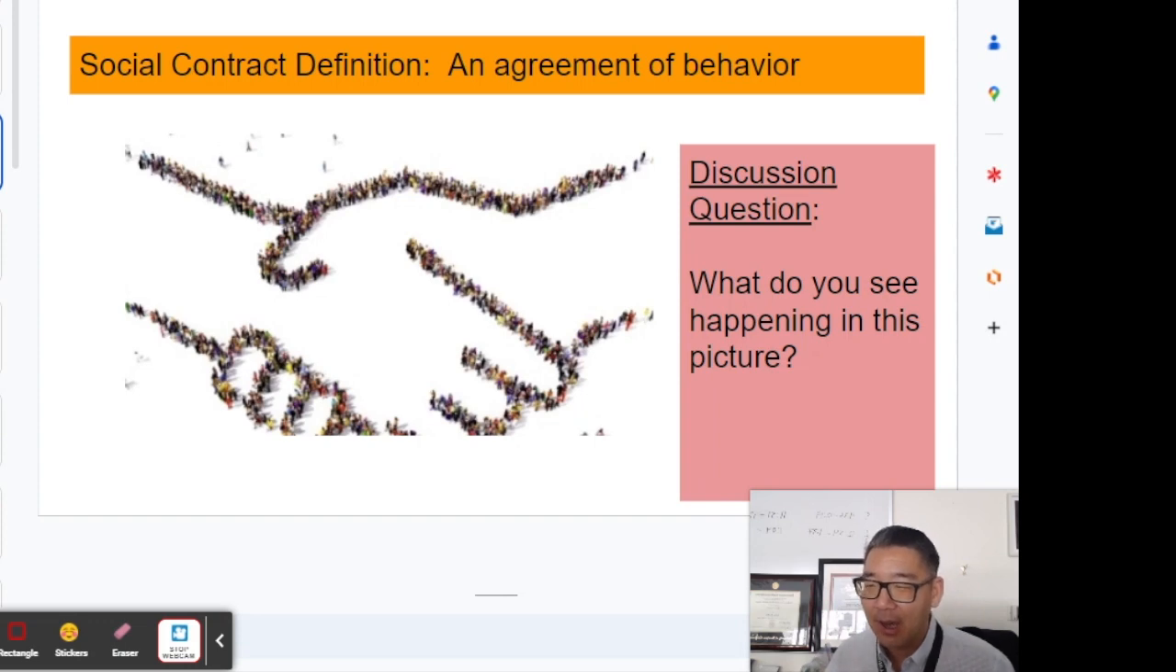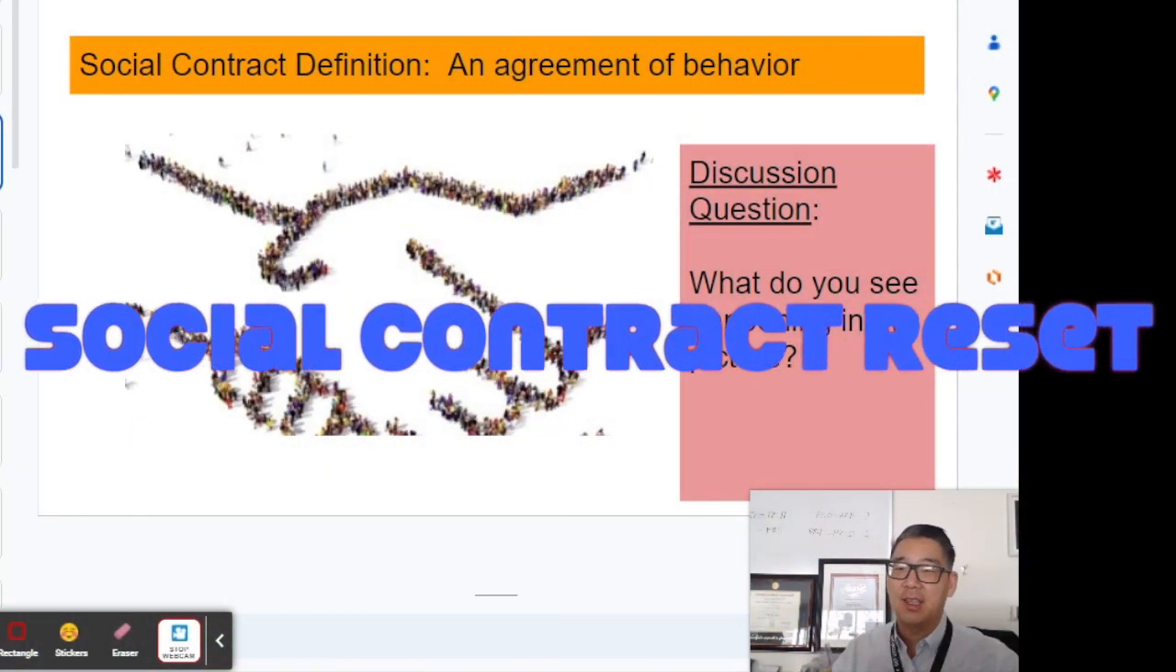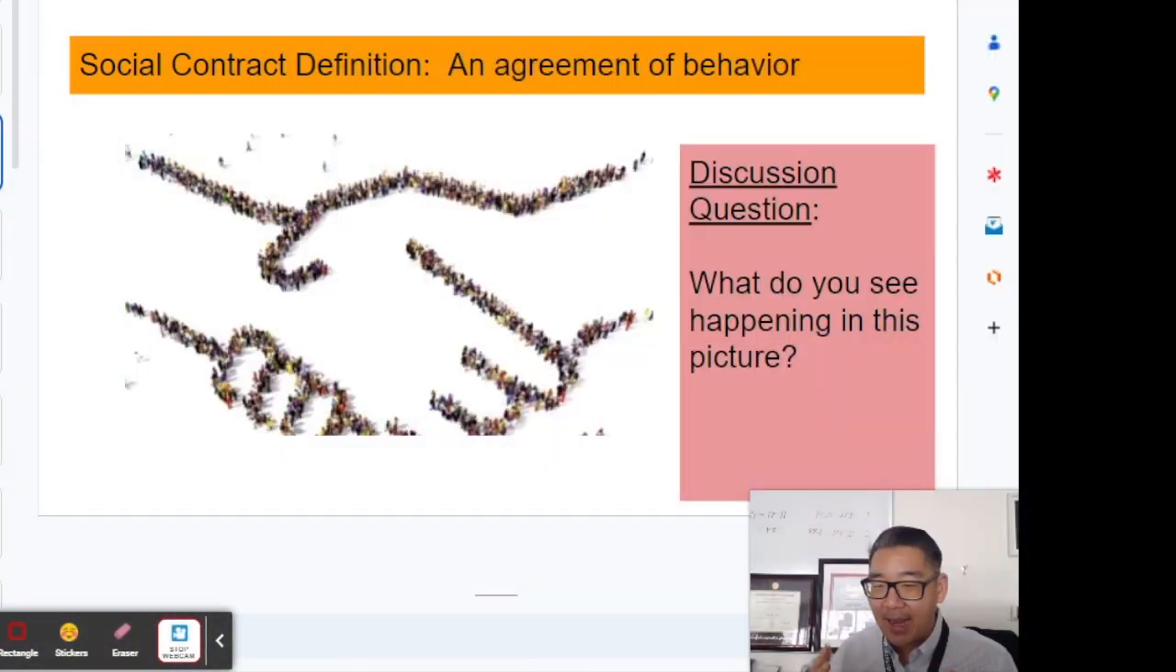Well, I thought I'd share a strategy today. And once again, I wouldn't call this a solution, but I would call this a step. And so, one step to restore what was in place before is to re-look at the social contract as well and ask the students, hey, where are we at currently?